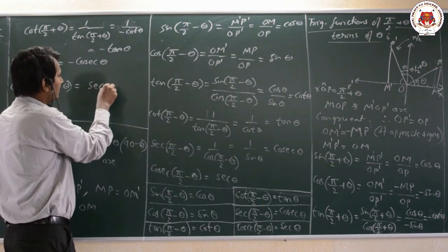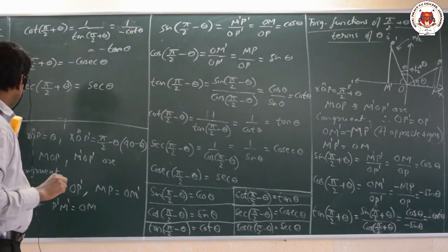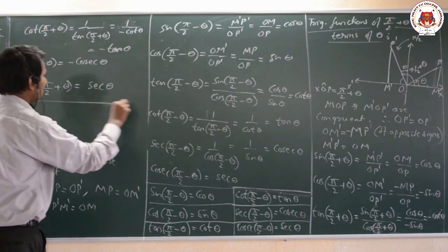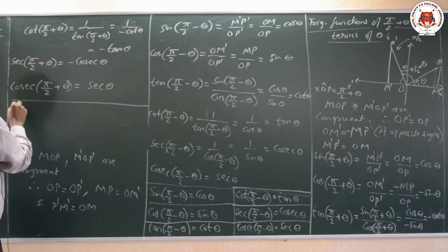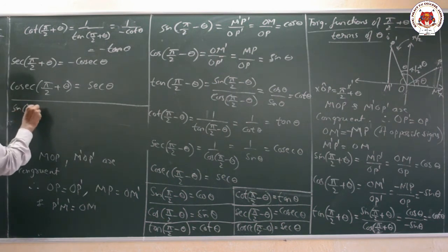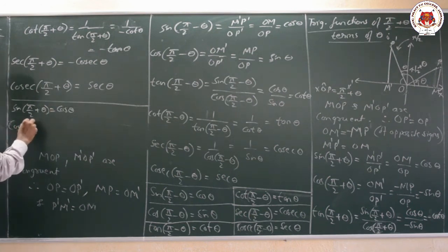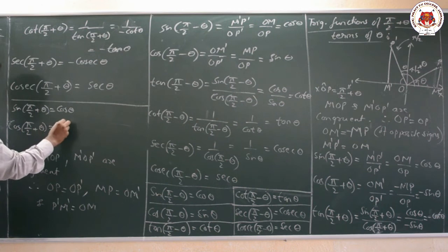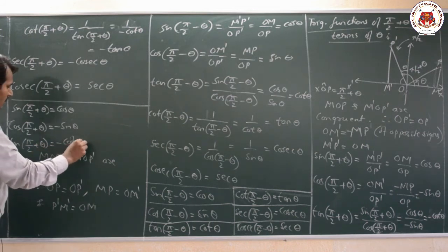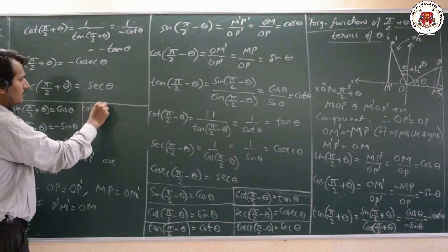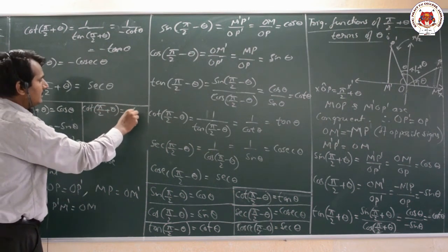Dear students, I will write down the formulas once again. The first one is sine of pi by 2 plus theta, the value will be cos theta. Then cos of pi by 2 plus theta, the value will be minus sin theta. Then tan of pi by 2 plus theta will be minus cot theta. Then cot of pi by 2 plus theta is minus tan theta.